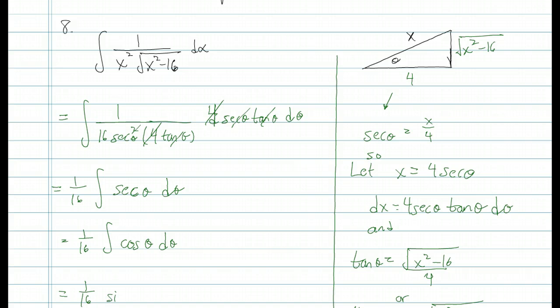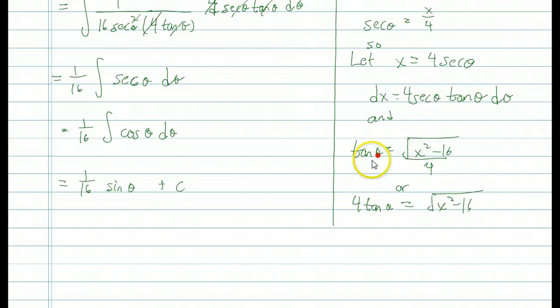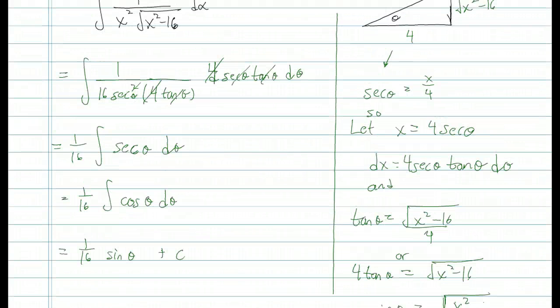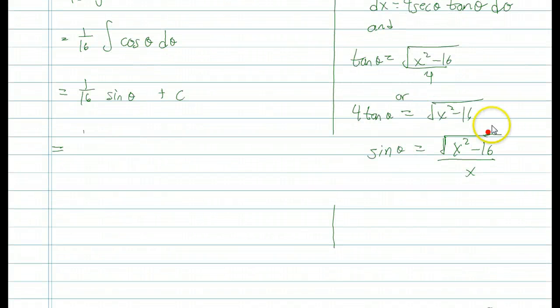So that worked well. We end up getting an expression we know how to integrate, and the antiderivative of cosine is sine. So we get 1/16th sine theta plus c is the antiderivative of the expression we integrate with respect to theta. Now what we want to do is flip this back over to an expression involving x's, our original problem. So we could just go up to our triangle. We want sine of theta. Well, there's our figure. Sine is opposite over hypotenuse. So what do we see? Sine theta is the square root of x squared minus 16 over x.